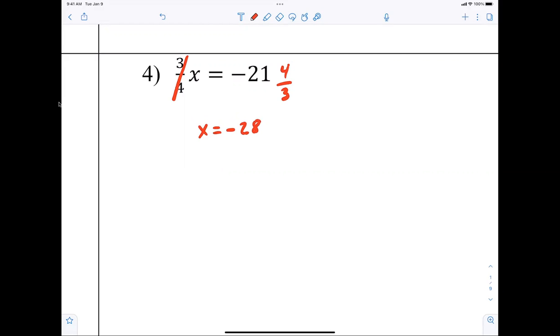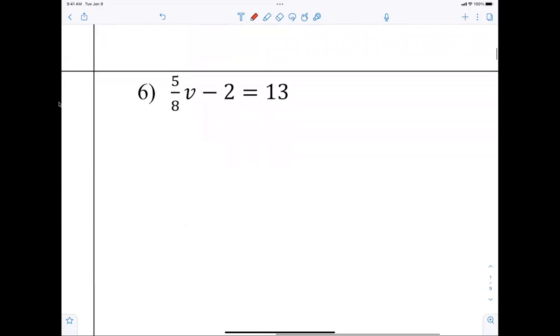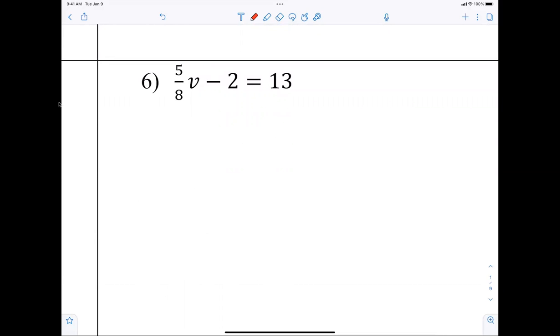Now try number 6. Try to beat me. See if you can do it. So first thing, you add 2. So we say 5/8 v equals 15. Anybody have an issue with that? And then we do the reciprocal. And the reciprocal, 8/5 cancels. V equals 24. Good with that? V equals 24.